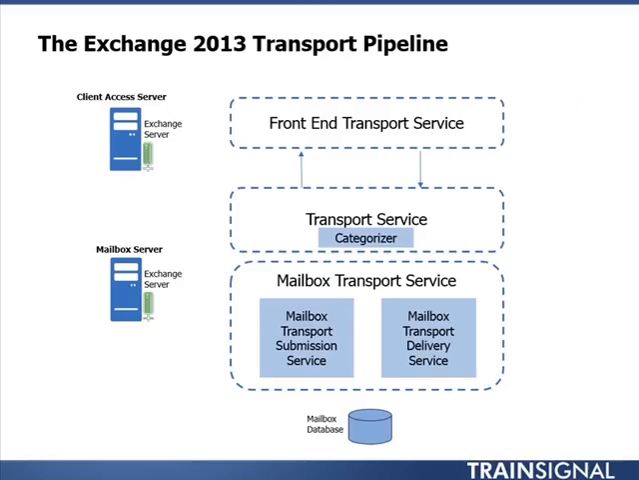Now, here's a view of the Exchange 2013 transport pipeline. We've discussed the Exchange transport pipeline in a previous lesson. The focus here, and the reason for the diagram, is to understand that the transport service handles the routing of messages. Now, there's a component of the transport service that's called the categorizer, and that handles all incoming messages and decides what to do with them.